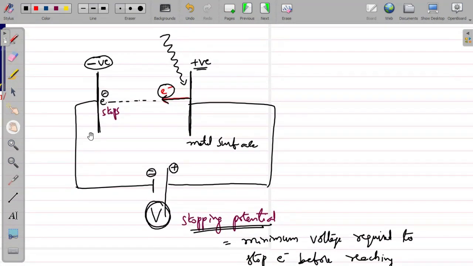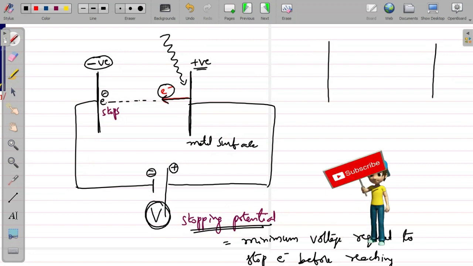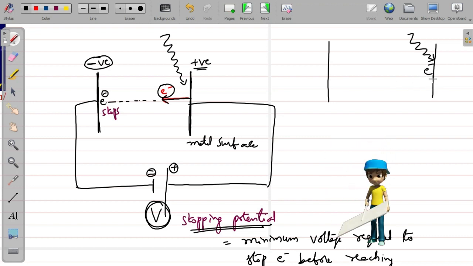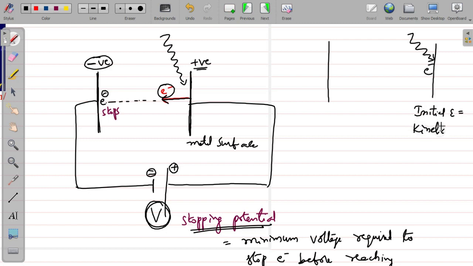Now, according to the conservation of energy, when light hits the metal surface and the electron is released, initially there is kinetic energy of the electron. So the initial energy of the electron is kinetic energy, which is half mv square. When the electron comes to a stop here, there is no kinetic energy, and the final energy of the electron is only potential energy, because there is no velocity.